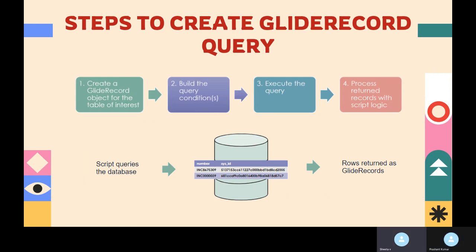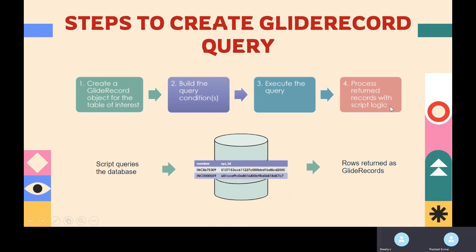So we add the condition, because we want to retrieve only the P1 incidents. We build the query condition there. The third step is executing the query, so we have to write a call to execute the query. And then we process the returned records with the script logic.